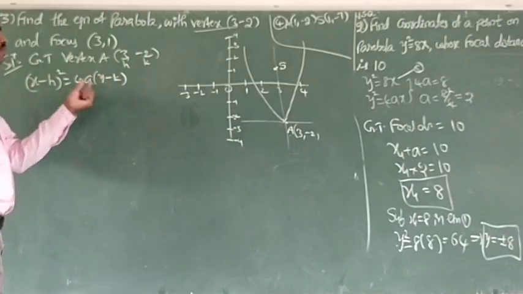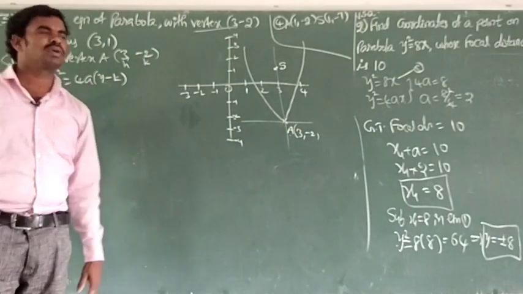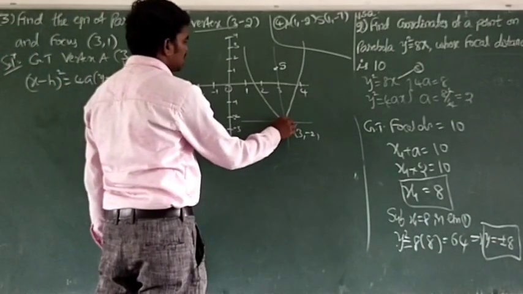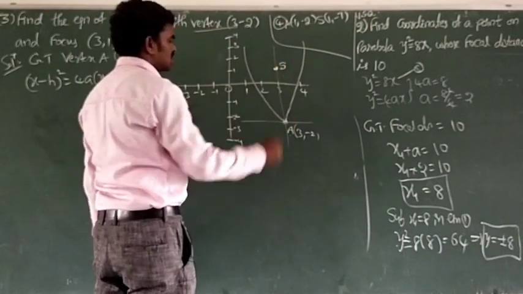What about the a value? We don't know the a value, but how can we find it? What is a? a means the distance from the vertex to the focus. Am I right?